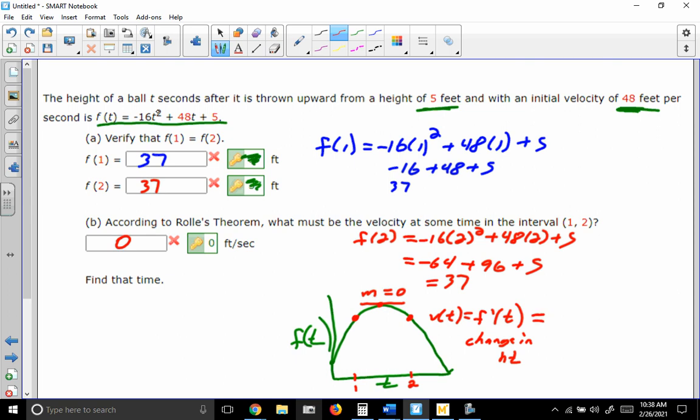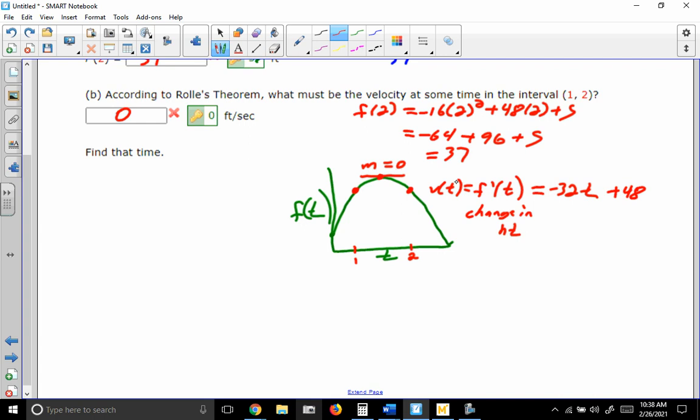So when we take the derivative, we bring the 2 down, so that's going to be negative 32t. The derivative of the 48t is 48, plus 0. So that's our velocity function. So our velocity is going to be 0 at the peak. The derivative tells us slope, but it also tells us velocity here. So we want to know, when during the ball's flight is velocity 0?